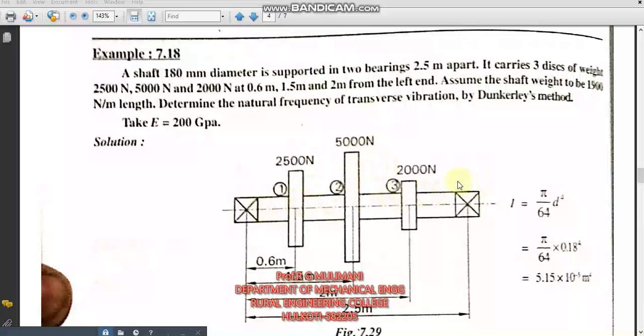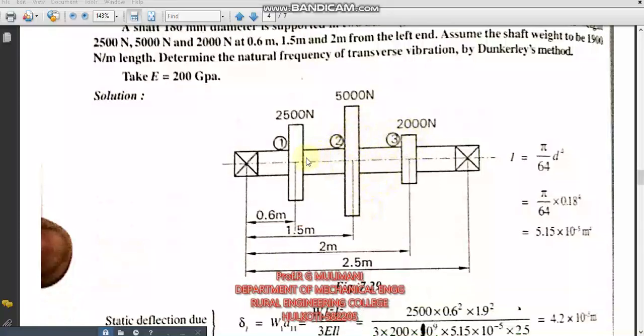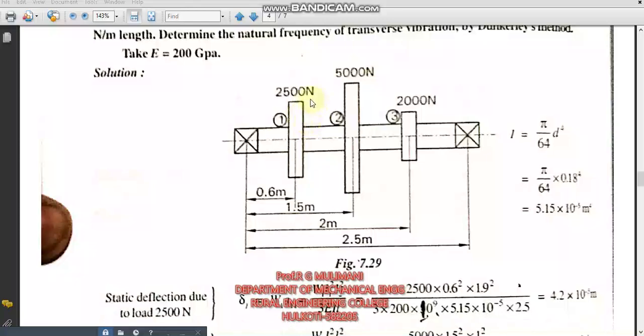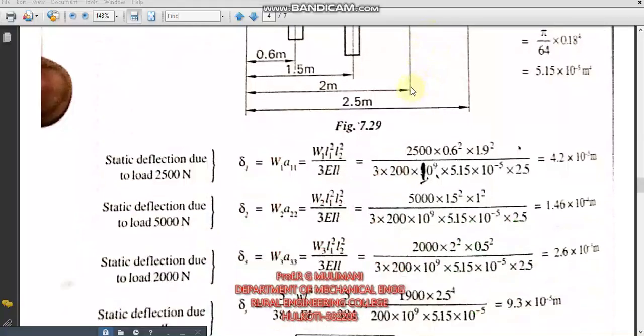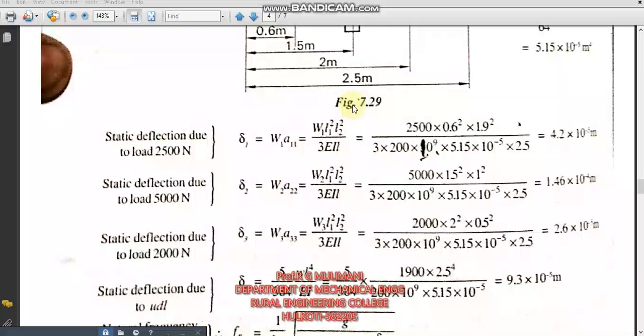This is also the same method, same problem. It also has 3 loads. To find the natural frequency, you find delta 1, delta 2, and delta 3. How to find delta 1? This weight into A11. Similarly, to find delta 2, this weight into A22. And to find delta 3, this load into A33.